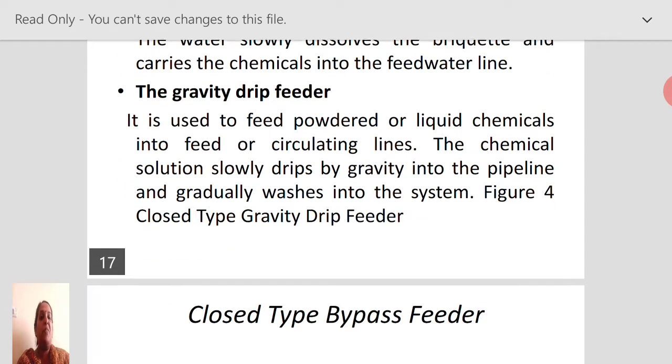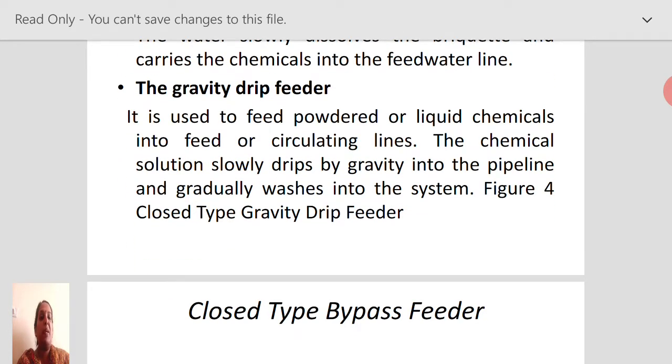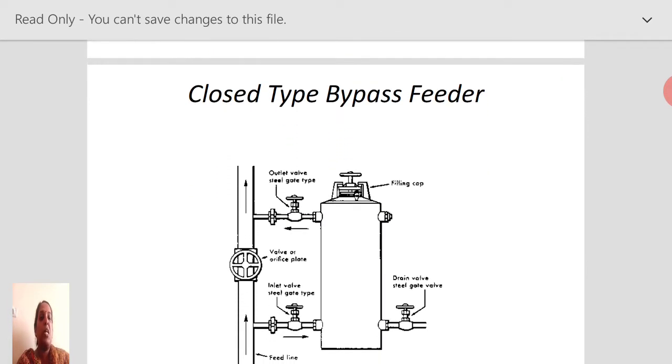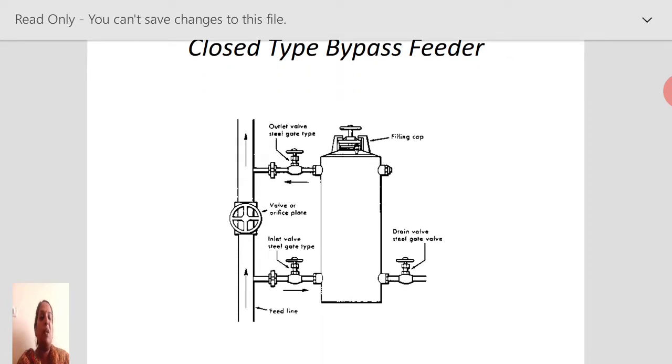The other type of feeder is the gravity drip feeder, where powdered or liquid chemicals are fed to the circulating lines. Here the chemical slowly drips down by gravity into the pipeline and is gradually washed into the system. This is a closed type bypass feeder, where we have the briquettes filled in at the top, and the water or the steam is passed through, so that they are dissolved. The briquettes get dissolved in the water and are then taken to the feed line.